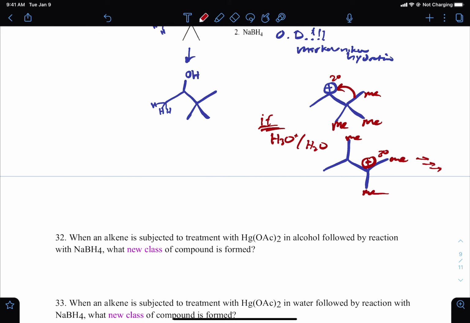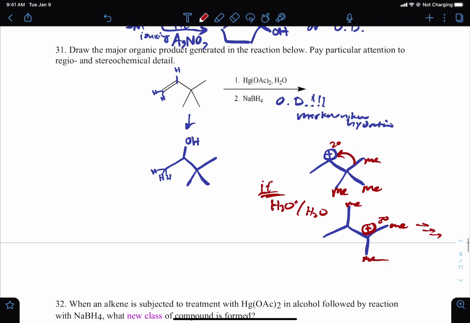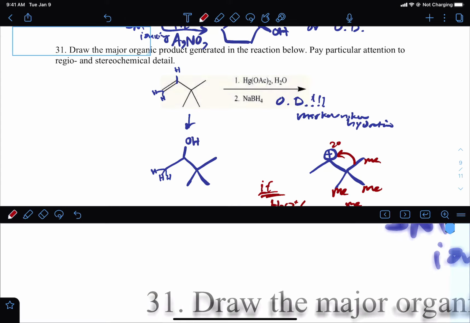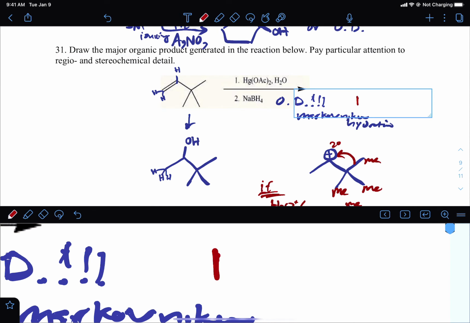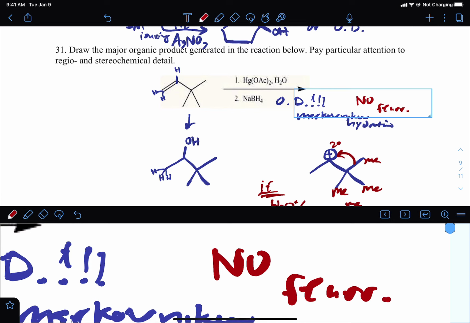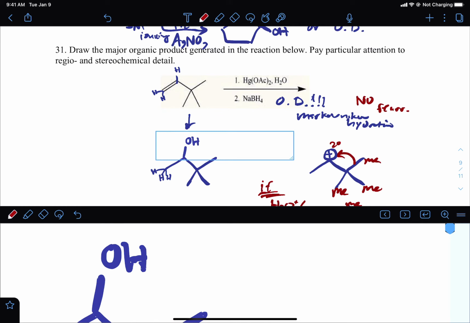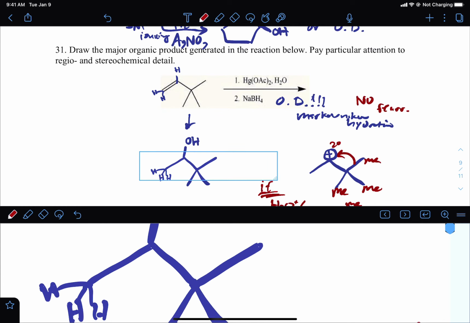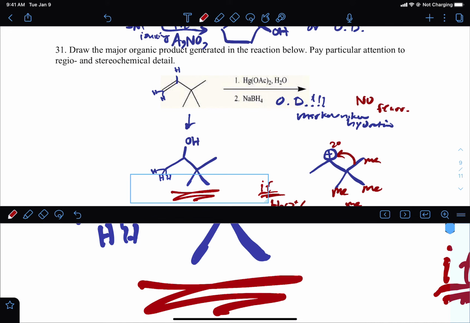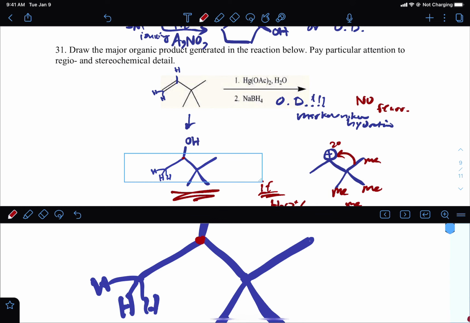Okay, but because we didn't, because we used the oxymercuration, demercuration, which has no rearrangements, we can just go straight to the product. So this is a perfect example where if you want this product, you have to use these reagents. Okay, it says pay attention to regio and stereochemical detail. We have done that. We have fully vetted that this is going to follow Markovnikov's rule with no rearrangement. So we know exactly where the OH is going to go.